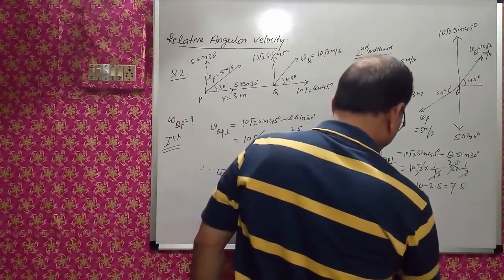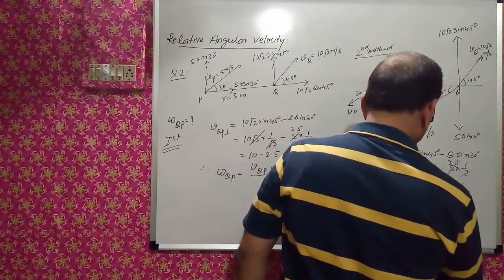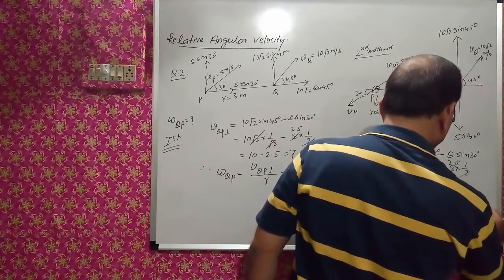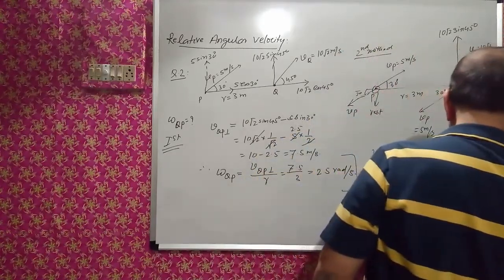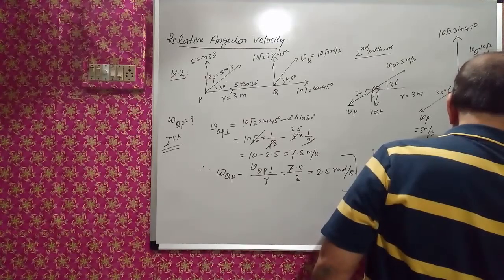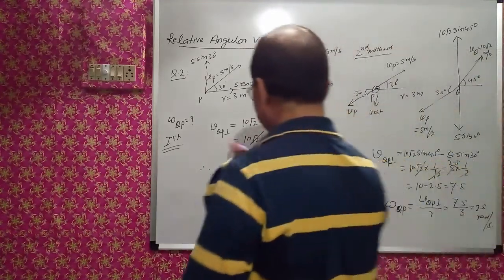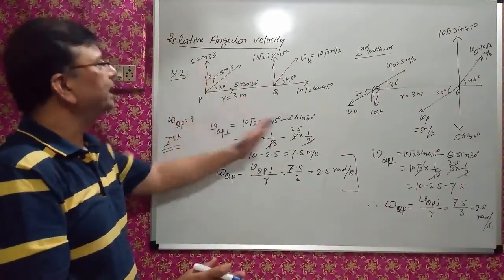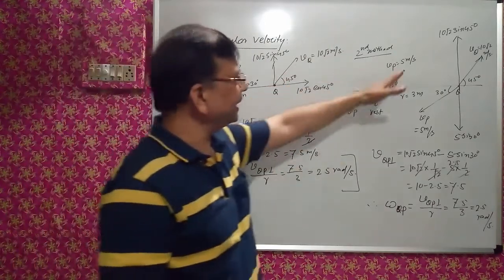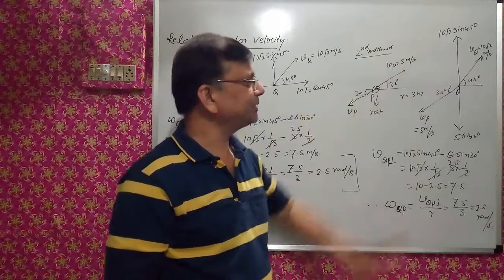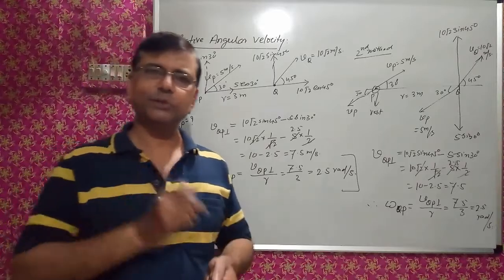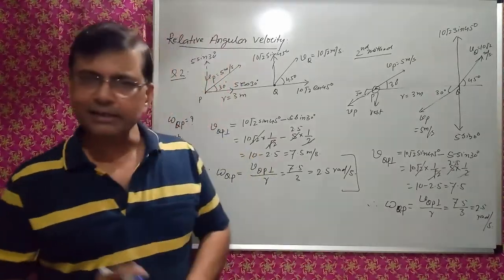Therefore, omega of Q with respect to P will be equal to the velocity of Q with respect to P perpendicular by R, that is 7.5 by 3, that is 2.5 radians per second. This is the answer. Both the methods you can use: resolve over here only and take the relative velocity of Q with respect to P in the perpendicular direction, or here only you just make it at rest, and the vector sum of these two velocities in the perpendicular direction will also give the same angular velocity. So this way the concept I made it clear.